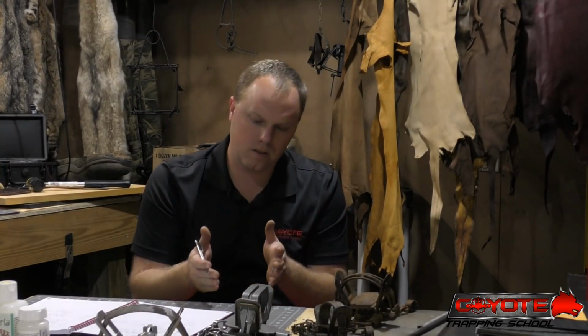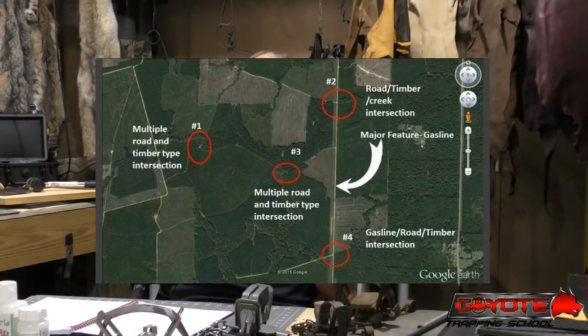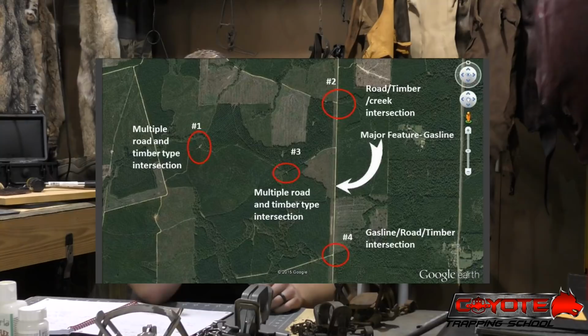And there again, I'm looking for intersections, where the main road that goes through the property intersects with the hardwood bottom and the pine plantation. If I'm looking at an aerial photo and you've got the main road going through the pine plantation, you could set anywhere along that road, but chances are you've got one shot at one animal, one coyote traveling that road. So you catch them or you don't.